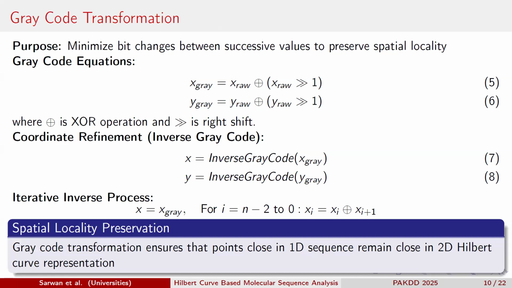The crucial step in our process is the gray code transformation. Why do we need this? Gray codes minimize bit changes between successive values, which is essential for preserving spatial locality in our Hilbert curve representation. We apply XOR operation and right shift to convert our raw coordinates to gray code, then apply inverse gray code to get our final coordinates. This ensures that sequence elements that are closer together in the original sequence remain close together in our 2D image representation, a property that's crucial for CNN performance.